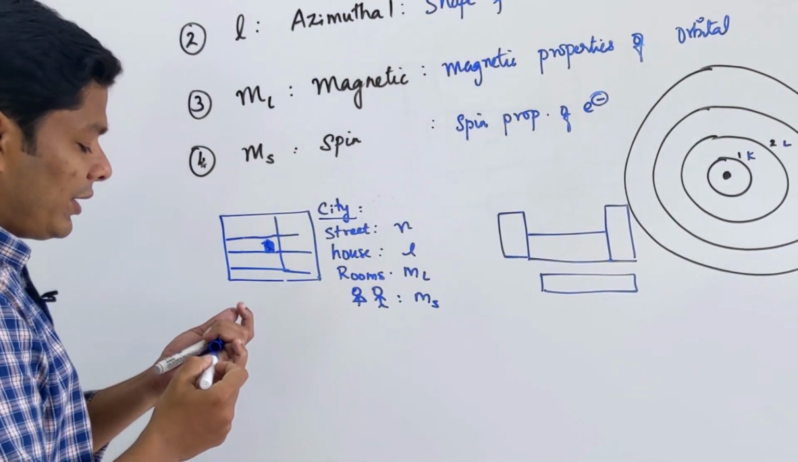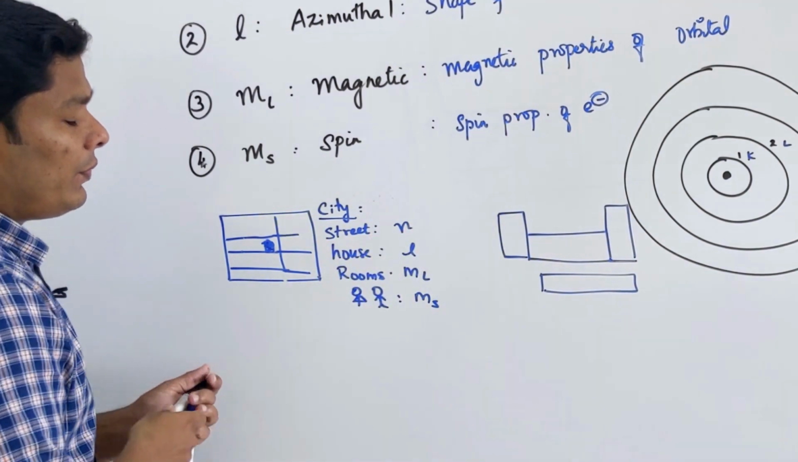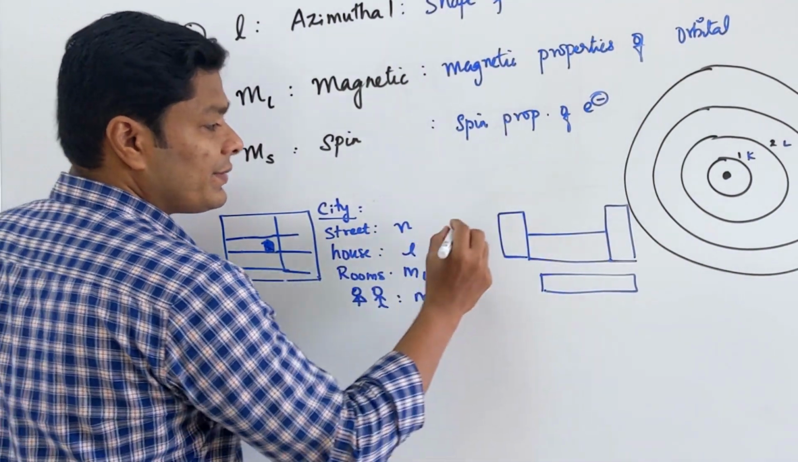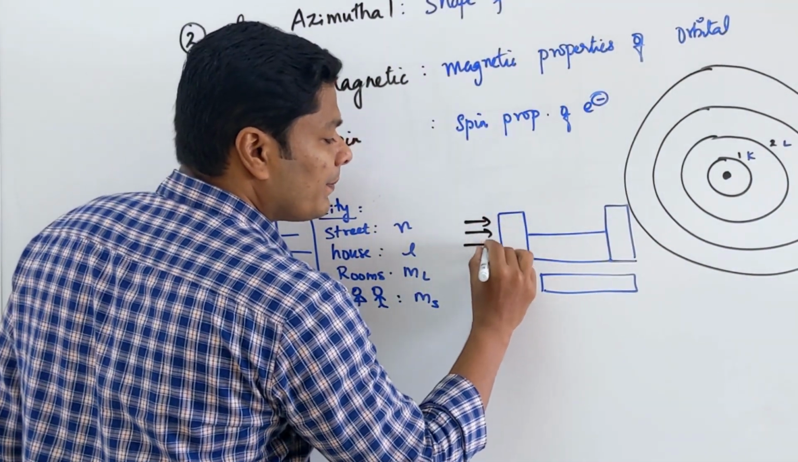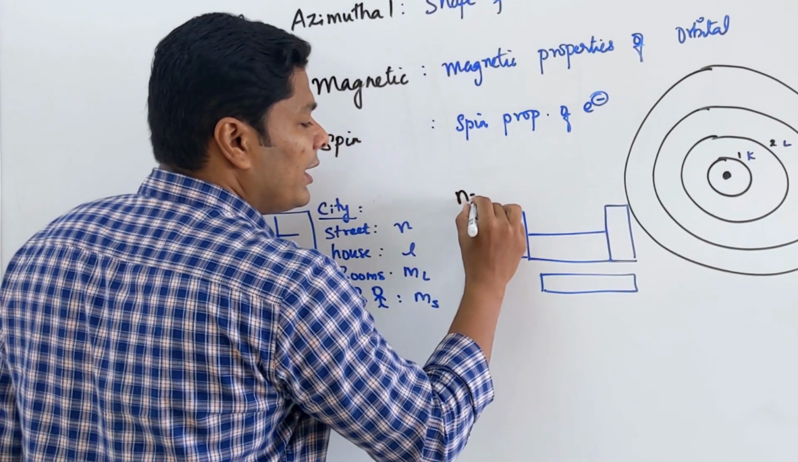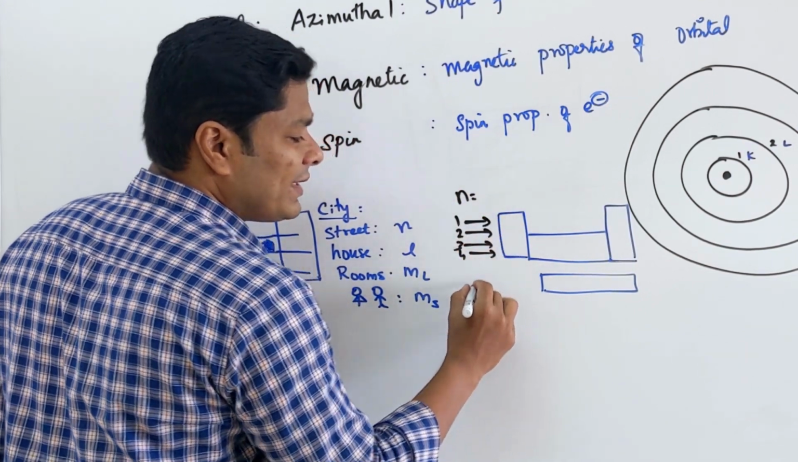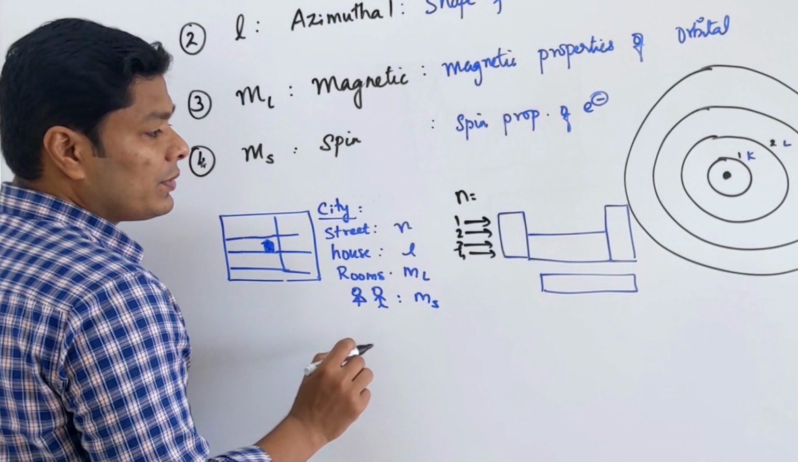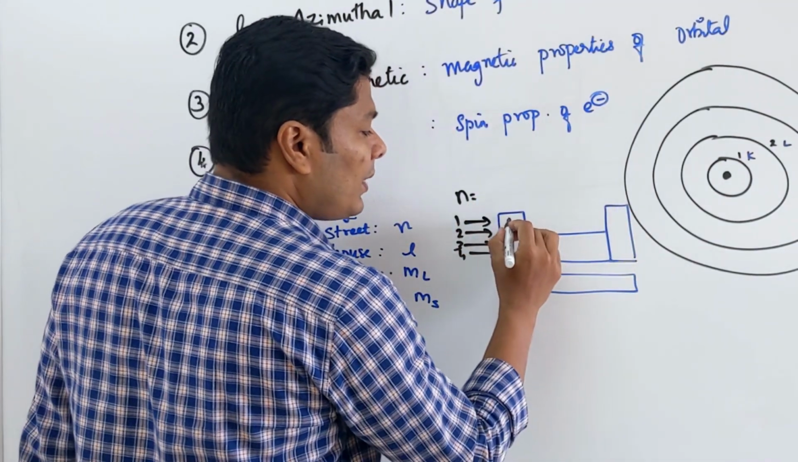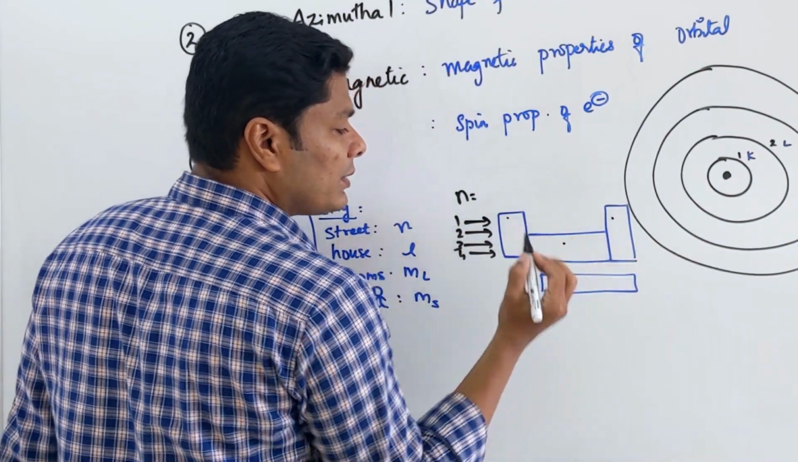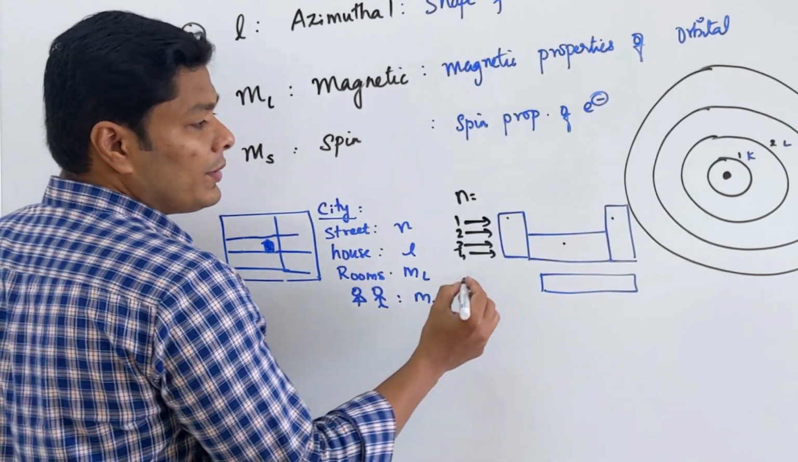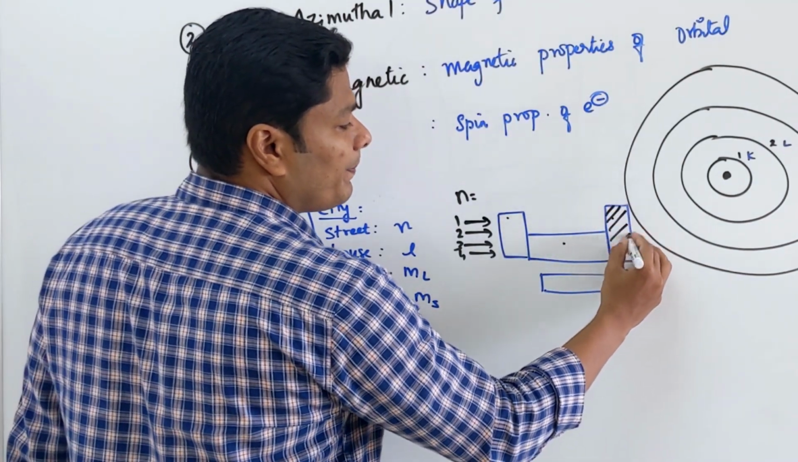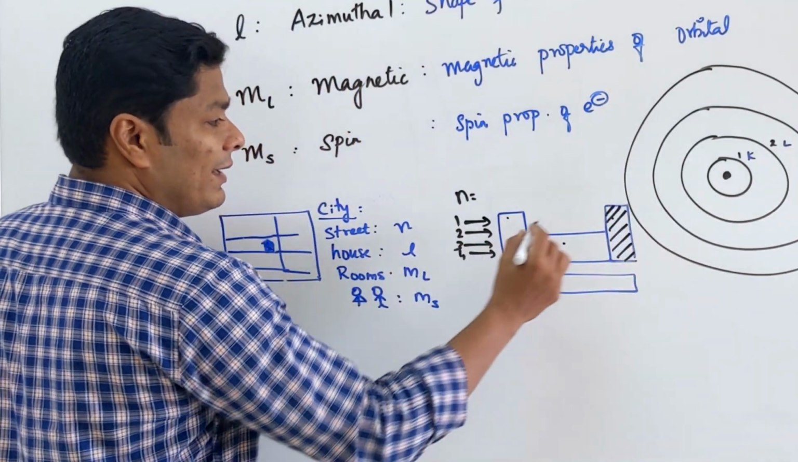Now when you look at the periodic table, let's look at whether this follows. These are our streets. N equals 1, 2, 3, 4, 5, 6. Okay, house. And on the street, am I in this house or this house or this house or this house? Okay, so let's say for example we take this one. This is our house, L value.